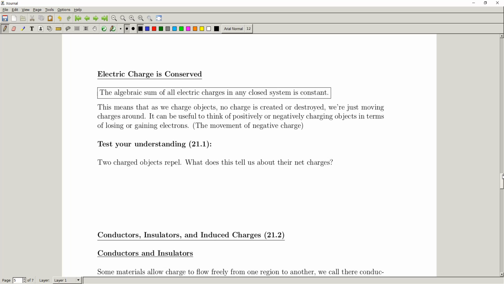And so, again, when we're talking about the rubbing of those rods on the different materials, we're really only talking about passing electrons from one material to another. We're not creating or destroying any charge there, okay? And so to close off section 21.1, we can quickly discuss the test your understanding question at the end of that section. I kind of like this one, so I thought I'd bring it up here.